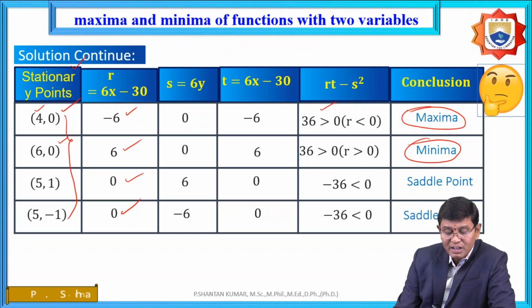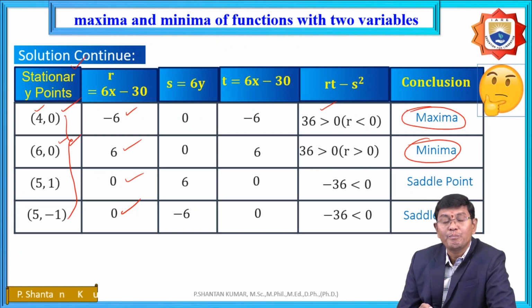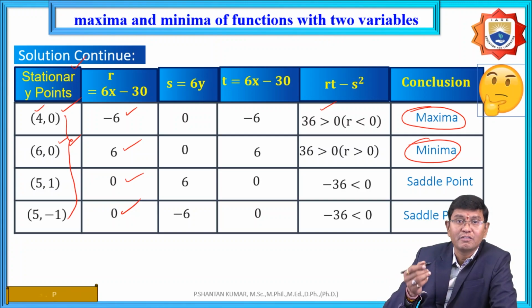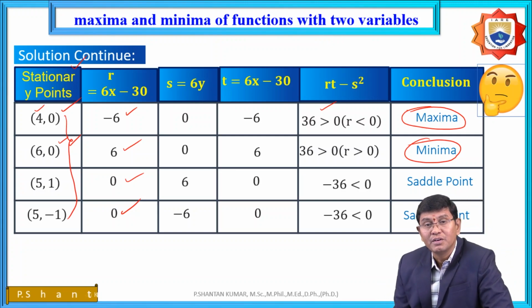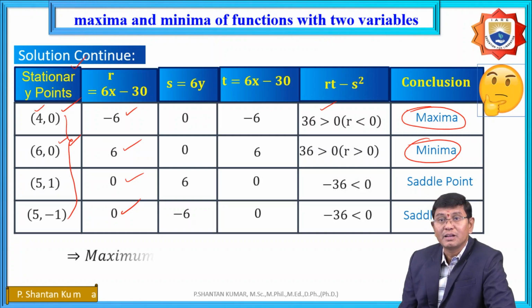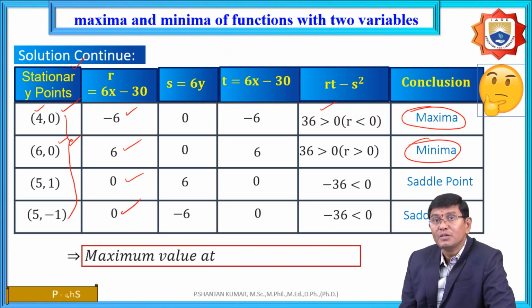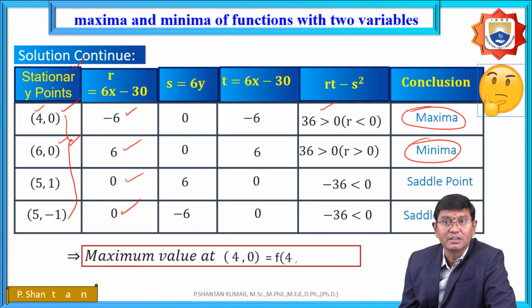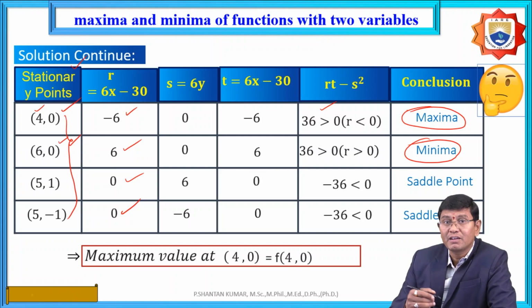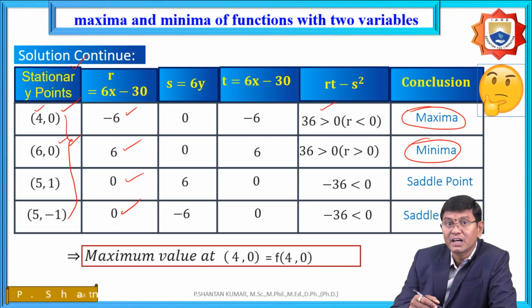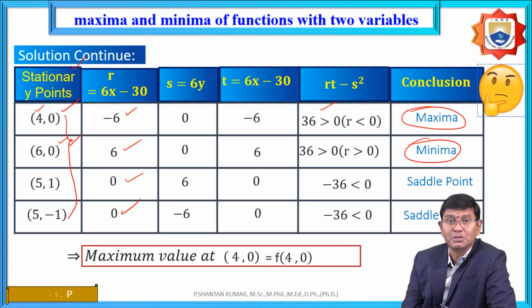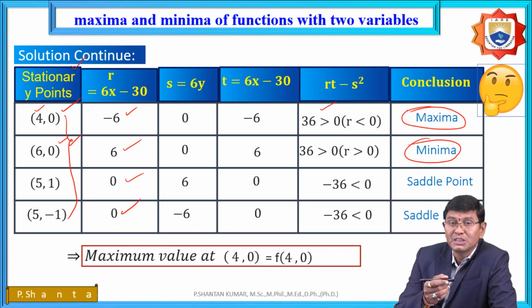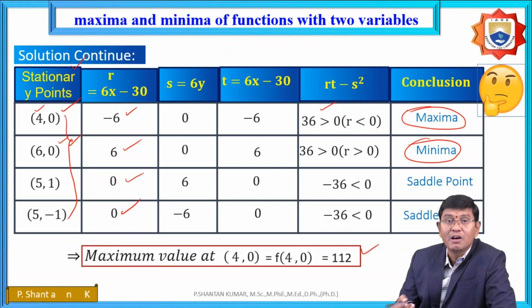That stationary point we need to substitute in the given function, and we obtain the maxima value. And similarly, the stationary point that is a minima, that value also we need to substitute in the given function, and we obtain the minimum value of the given function. Therefore, the maximum value at 4 comma 0 of the given function, that means f of 4 comma 0. The given function is a quadratic equation, and in that we need to replace x equal to 4 and y equal to 0. After substitution in the given function, we obtain the value 112.